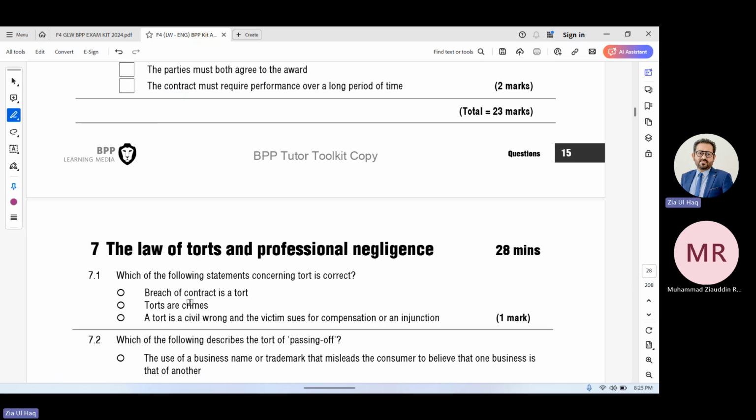And that's it for contract law. The next chapter is law of tort that we will start in the next lecture, and then we will cover their MCQs. So that's it for today.